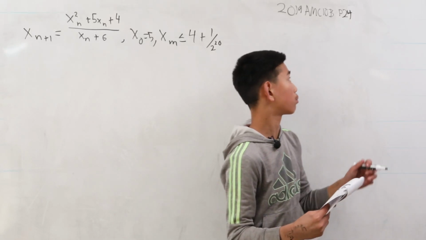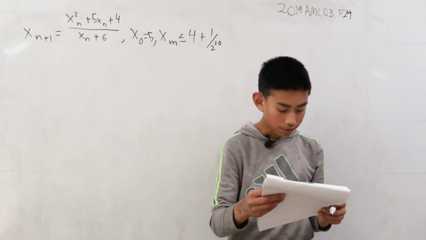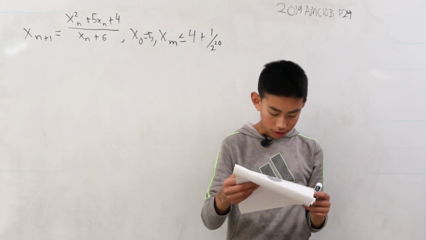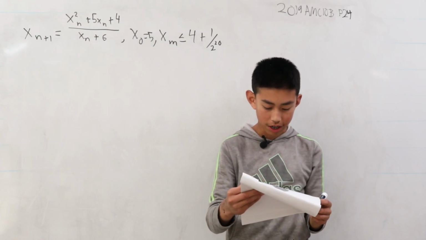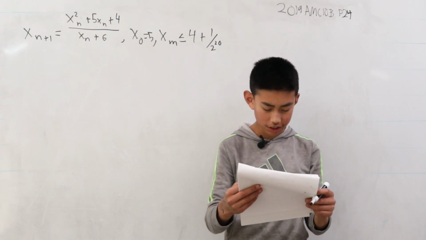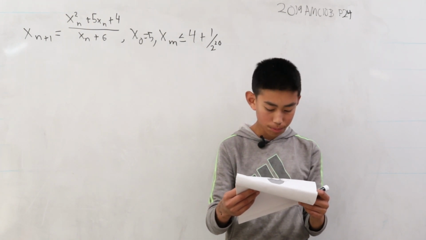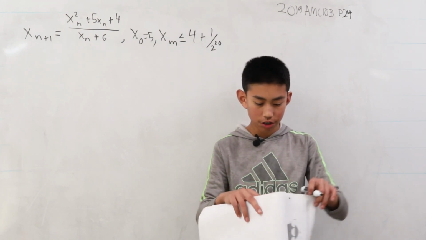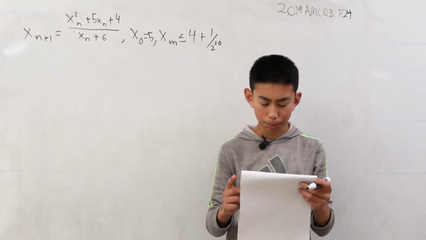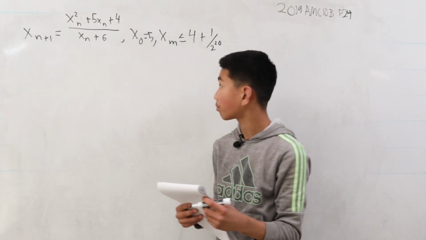We are now solving problem 24 from the AMC 10B from 2019. Define a sequence recursively by x naught is 5 and x of n plus 1 equals x squared of n plus 5xn plus 4 over xn plus 6 for all non-negative integers n. Let m be the least positive integer such that x of m is less than or equal to 4 plus 1 over 2 to the power of 20. In which intervals does m lie?